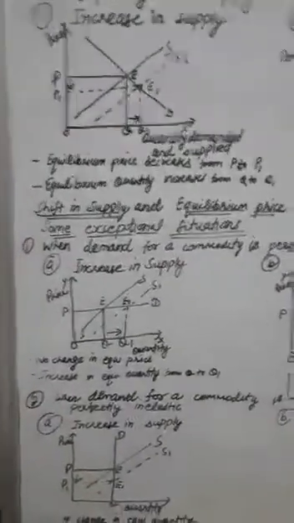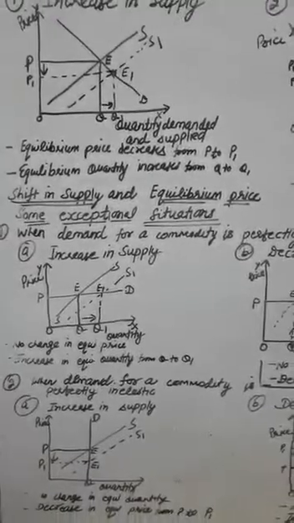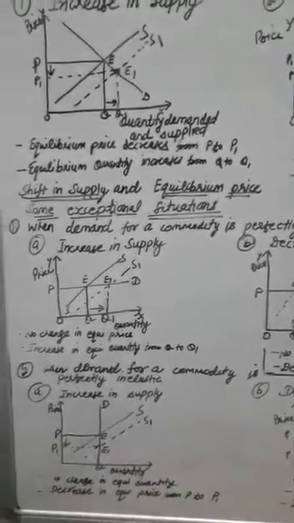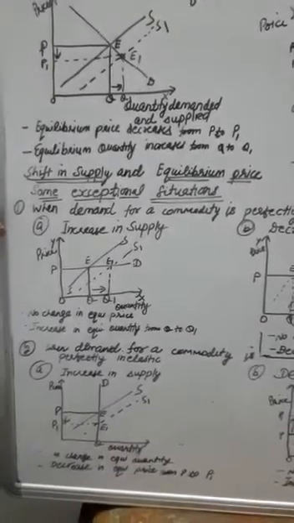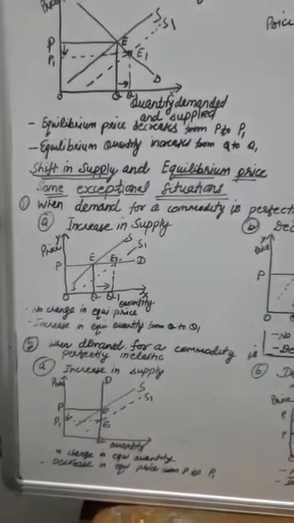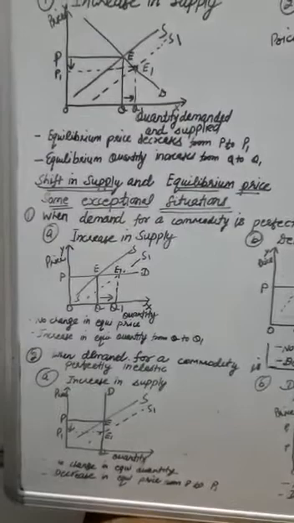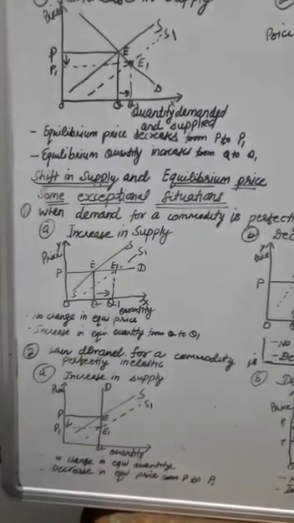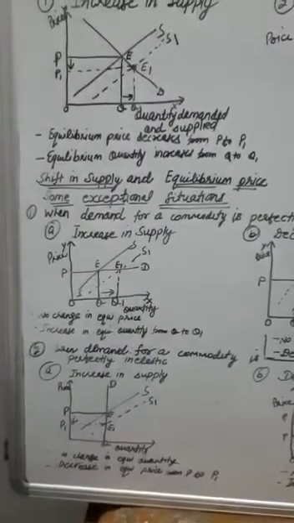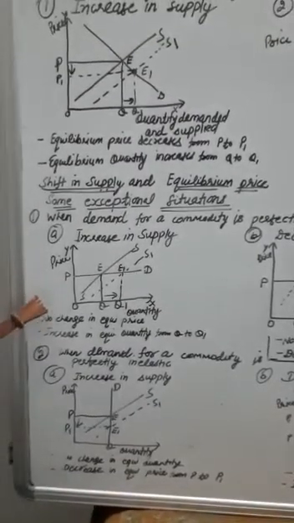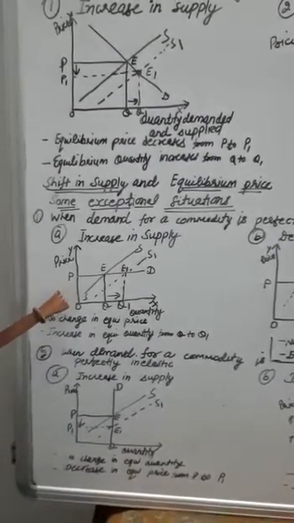Now shift in supply and equilibrium price, some exceptional situations. So in exceptional situation, there are two situations. First one is when demand for a commodity is perfectly elastic and supply increases or decreases. So when demand is perfectly elastic, look at the diagram.